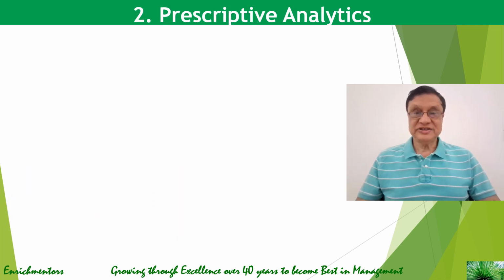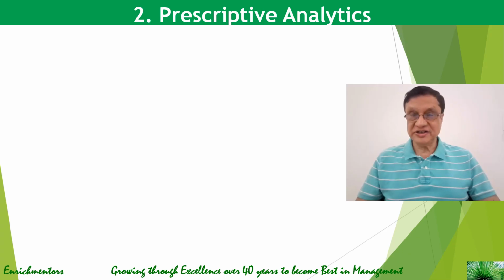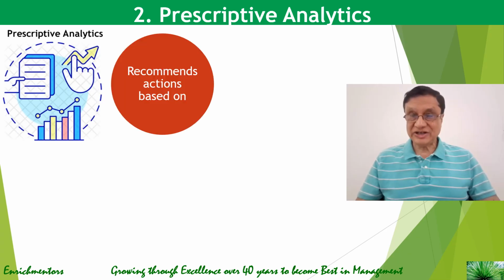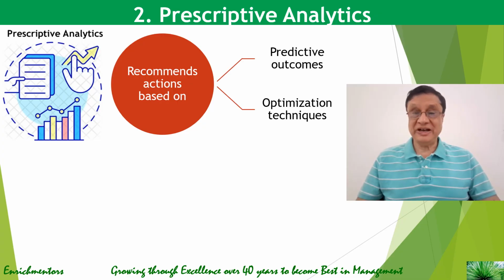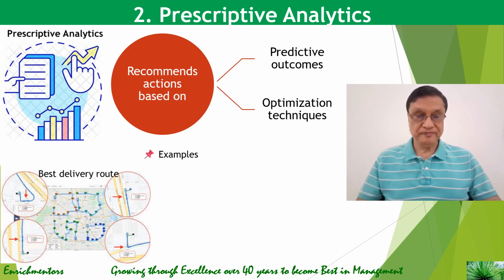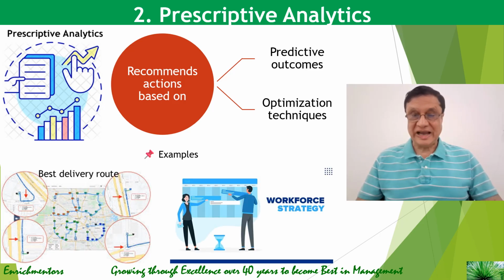using statistical models and machine learning. The second one is prescriptive analytics, which goes even one step beyond predictive analytics, where you recommend actions based on predictive outcomes and optimization techniques. So you're building one more level of sophistication on the predictive outcomes, saying, okay, this is likely to happen. Now, what can I optimize and how? Examples are suggesting the best delivery routes and workforce allocation. What kind of workforce allocation strategy should you follow is a good example of prescriptive analytics.